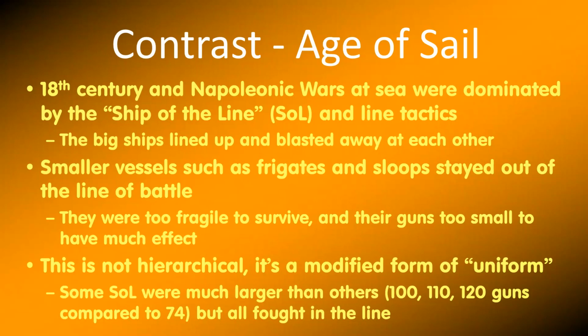So some ships of the line were much larger than others, say 100 guns, 110 guns, even 120 guns, compared to the standard 74, but they all fought in the line. It is hierarchical in the sense that if a ship of the line came up against a frigate, the frigate was probably doomed. And if a frigate came up against a sloop, the sloop was probably doomed.